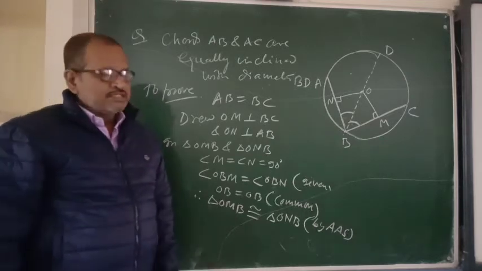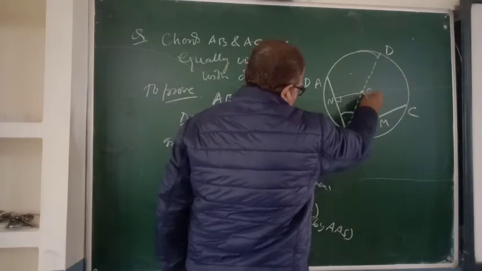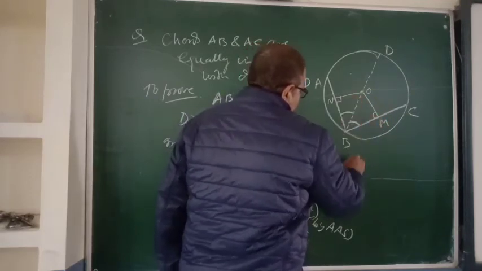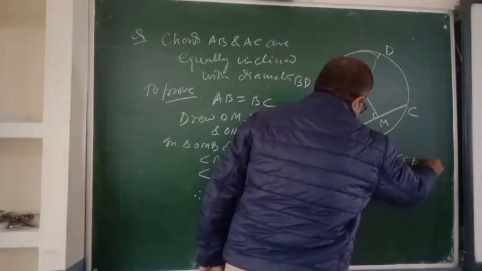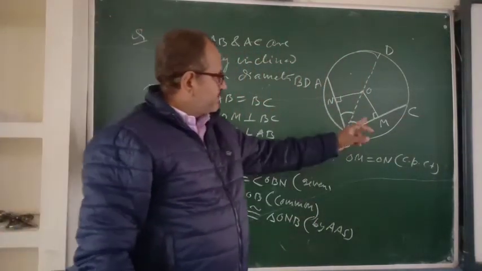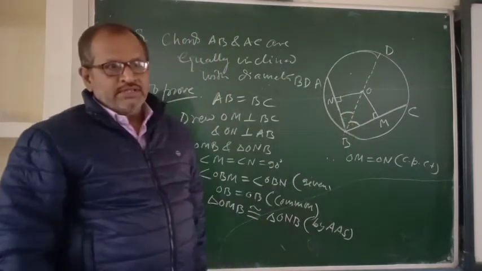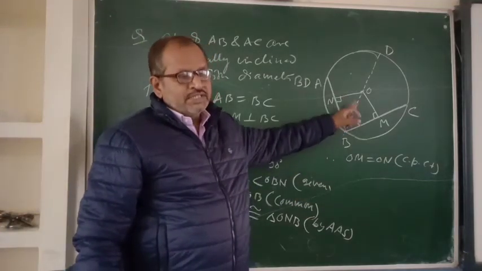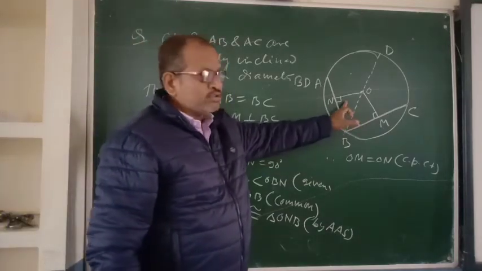What can we write by CPCT? These two angles are equal, so they are opposite sides. OM is equal to ON, by CPCT. And we know that chords at equal distances from the center are equal. In the theorem, we have seen that if the chords are at equal distances from the center, then the lengths of the chords are equal. So here OM and ON both are equal.